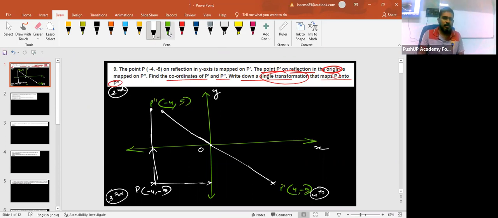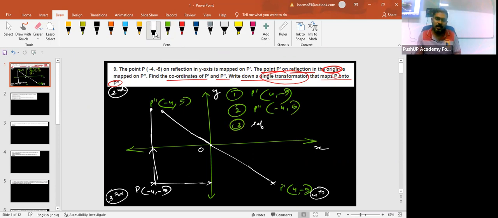Okay, so this is how you will write. The first answer would be P dash (4, -5). Second answer is P double dash (-4, 5). And the third answer is reflection in the x-axis. That's all. You don't have to write long sentences because the examiner just wants to know you are reflecting that point P through which axis so that it directly goes to P double dash.